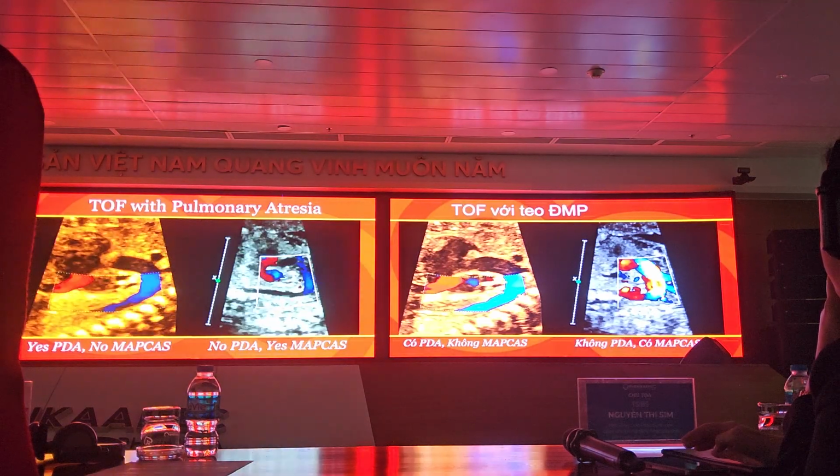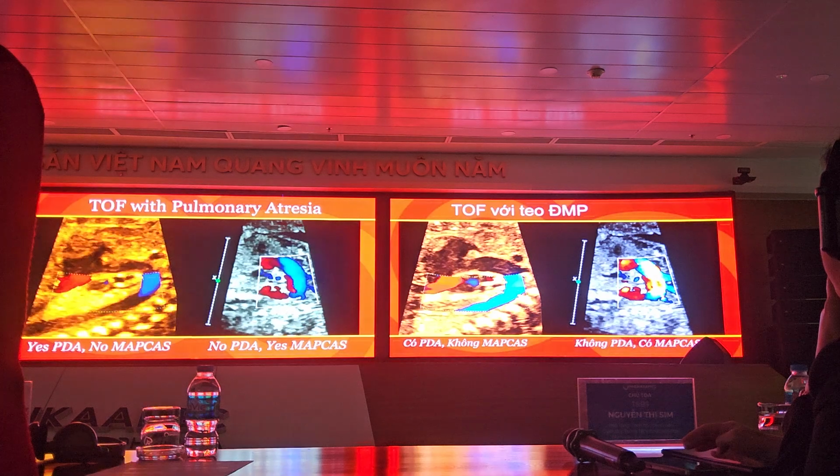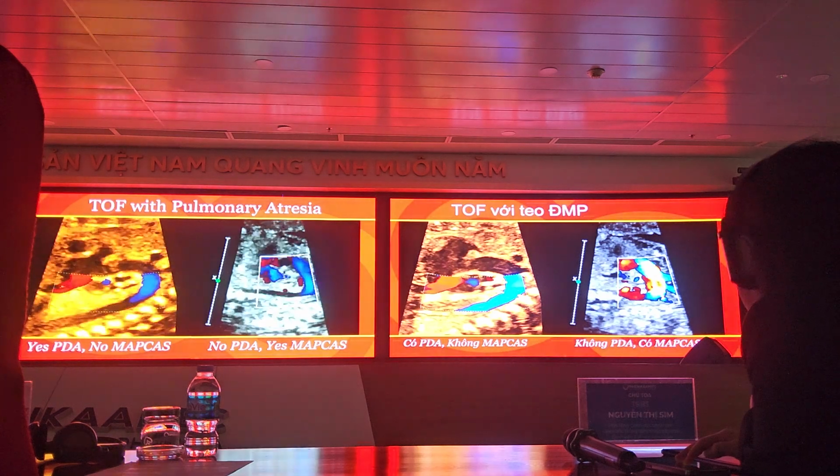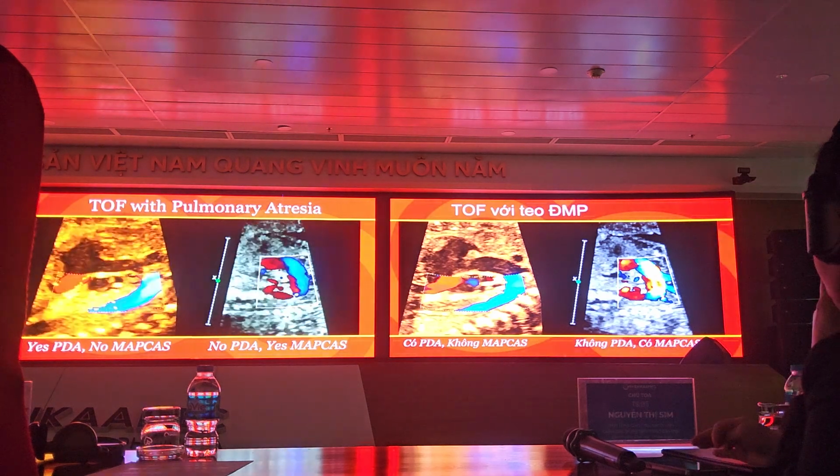You just lower the Nyquist level when you're looking at the aorta. We can look at this afternoon. Lower it and you'll be able to see these coming off. This is not a good sign.